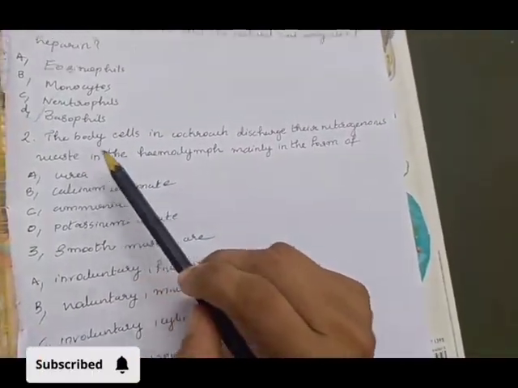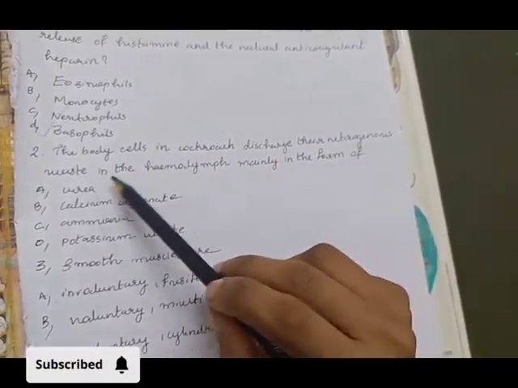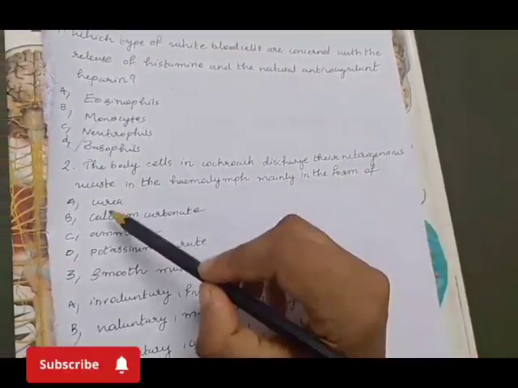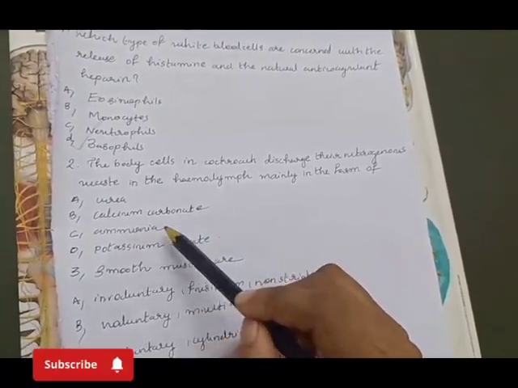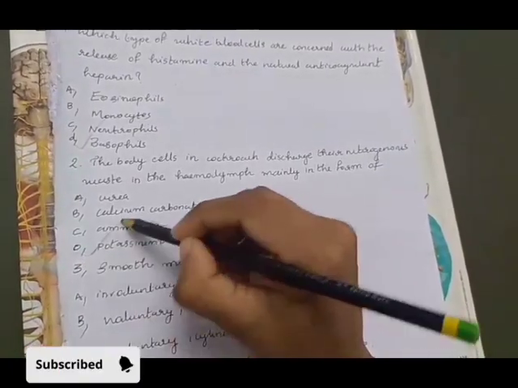2. The body cells in cockroach discharge their nitrogenous waste in the hemolymph mainly in the form of option A urea, B calcium carbonate, C ammonia, D potassium urate. Option D, potassium urate.